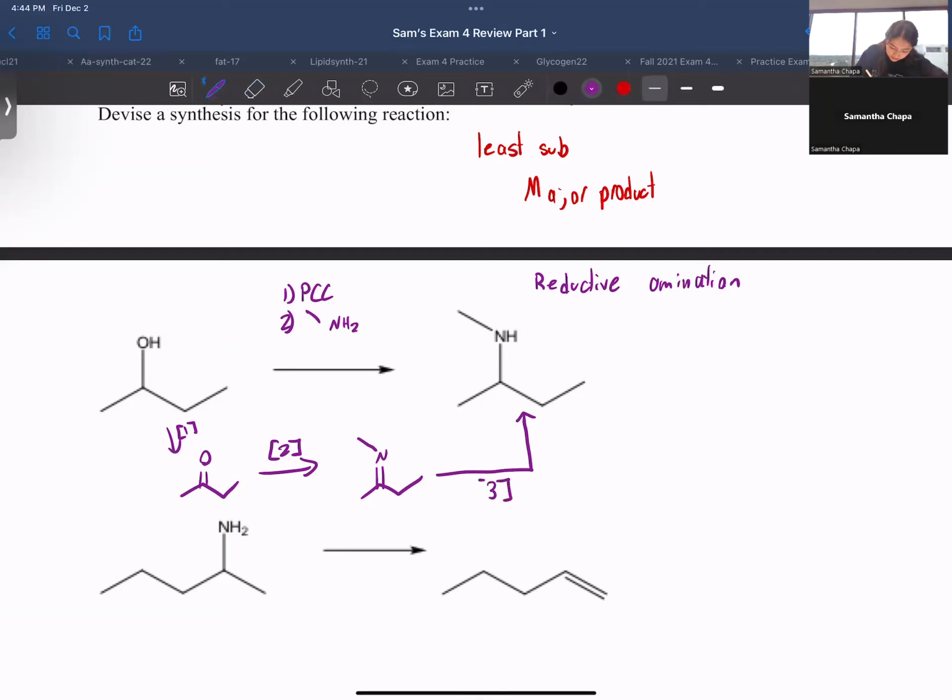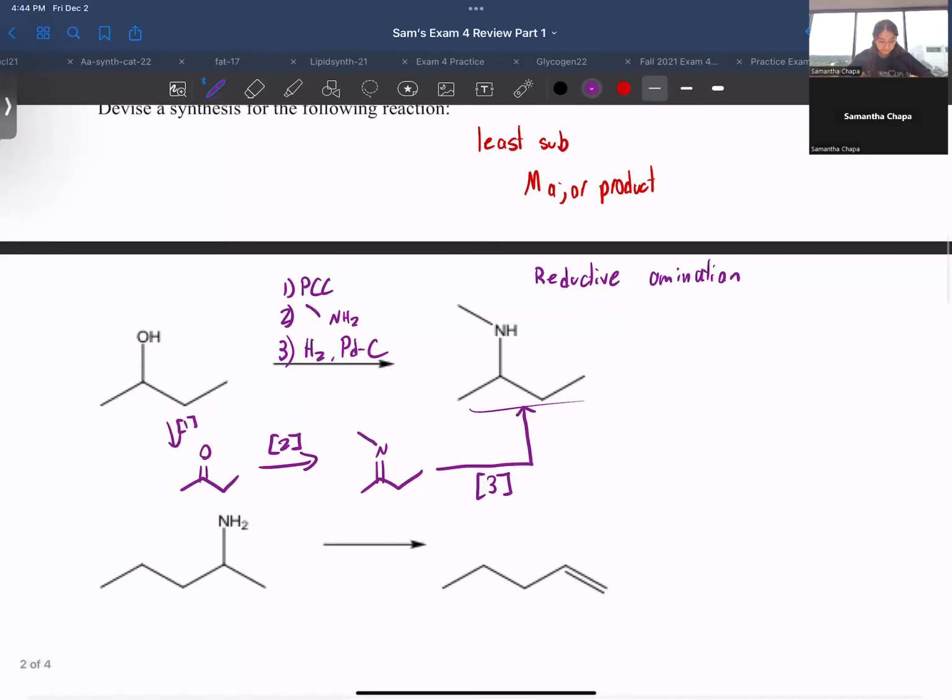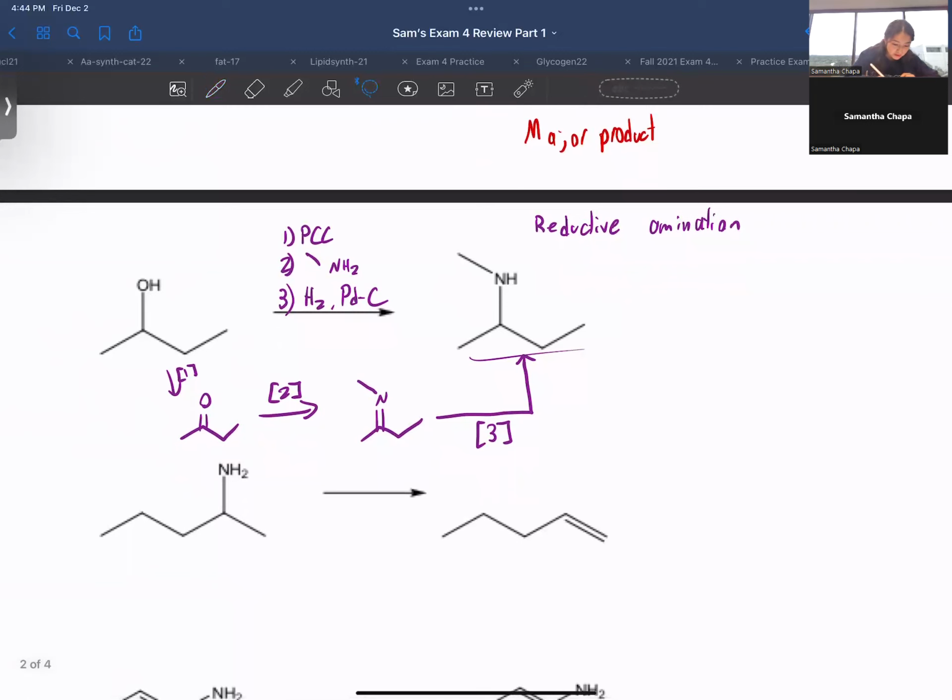I can see that the only difference between these two products, this one and this one, is I have a double bond, so use anything to reduce. One of the more popular things that you can use is H2, Pd/C, hydrogenation reaction. And so you reduce your imine group, and this is your whole reductive amination reaction. I'm gonna make this smaller.